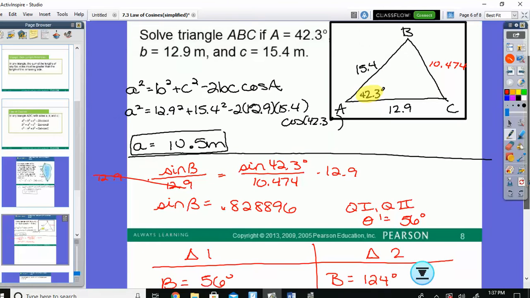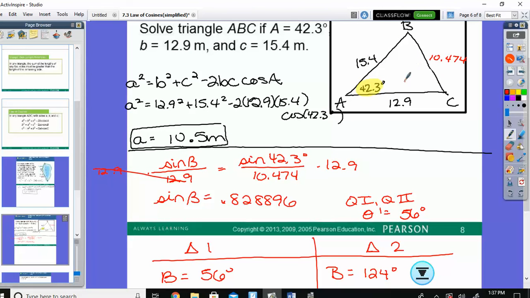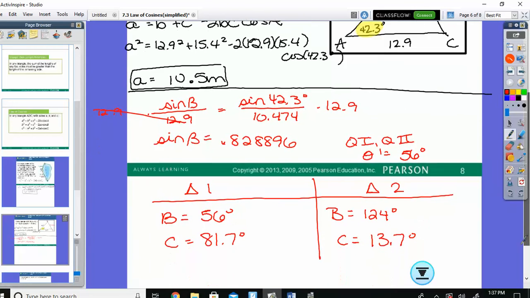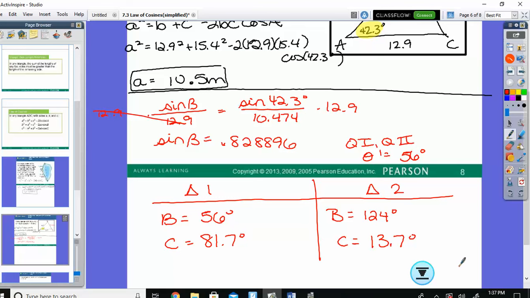But think about your properties of triangles. The biggest angle has to be across from the biggest side. The smallest angle is across from the smallest side. So in this, angle A has to be my smallest angle, because that was the small side. A was 42.3. Is that the smallest angle on both of these? No. So the second triangle does not work.